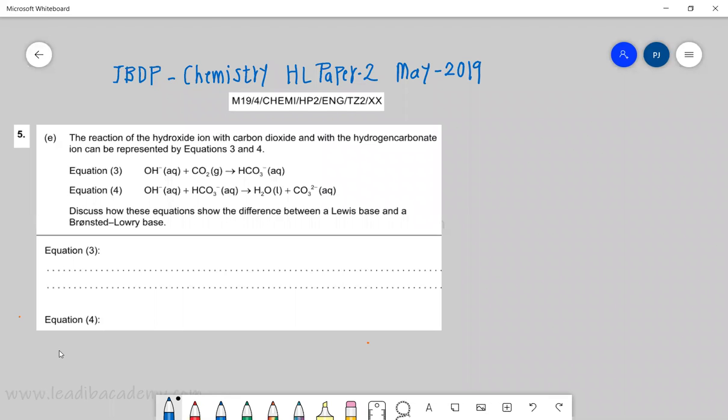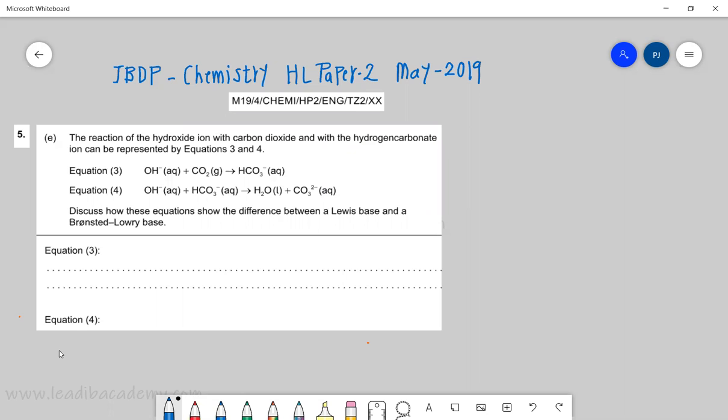Question number 5E. The reaction of the hydroxide ion with carbon dioxide and with the hydrogen carbonate ion can be represented by equations 3 and 4. So they have given us the equations. Discuss how these equations show the difference between a Lewis base and a Bronsted-Lowry base.